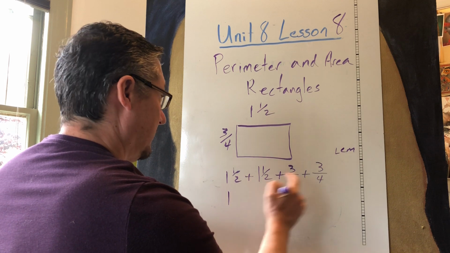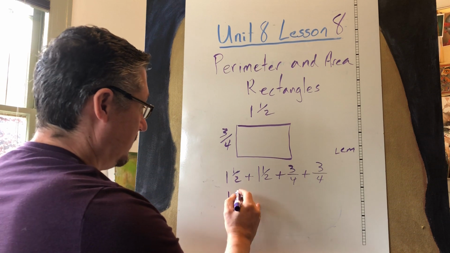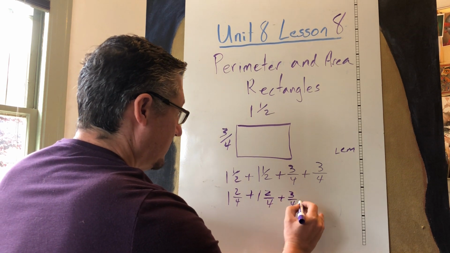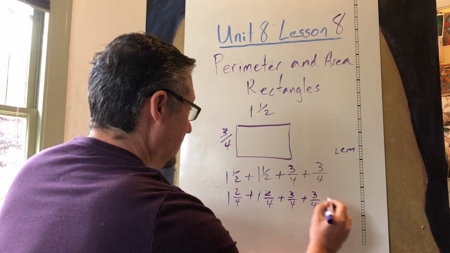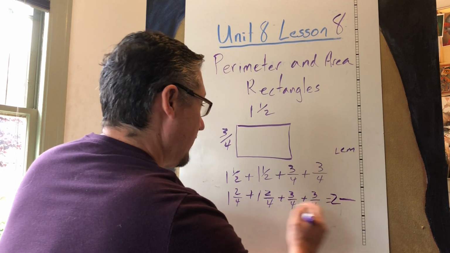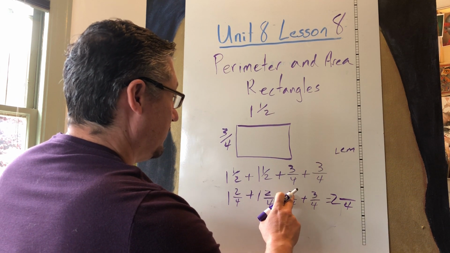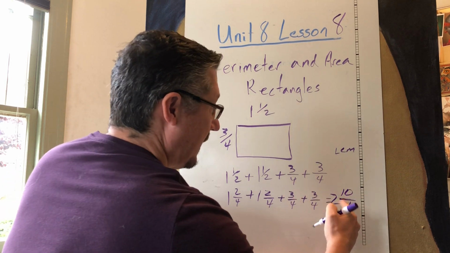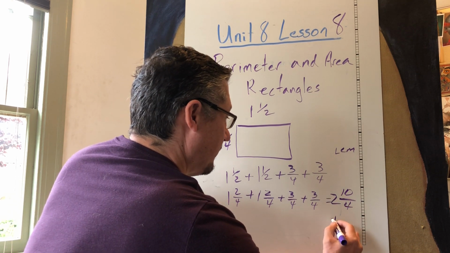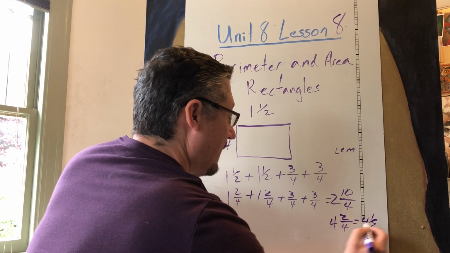The denominator is going to be 4. So multiply 2 times what to get 4? So 1 2/4 plus 1 2/4 plus 3/4 plus 3/4. I'm going to just do my whole numbers first: 1, 2. The denominator stays the same, 4. 2 plus 2 is 4, plus 3 is 10. I have to simplify that. 4 goes into 10 2 times, so that makes this a 4 and 2/4, which equals 4 1/2. That would be my perimeter.